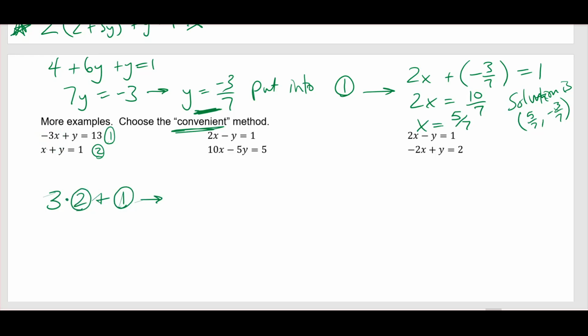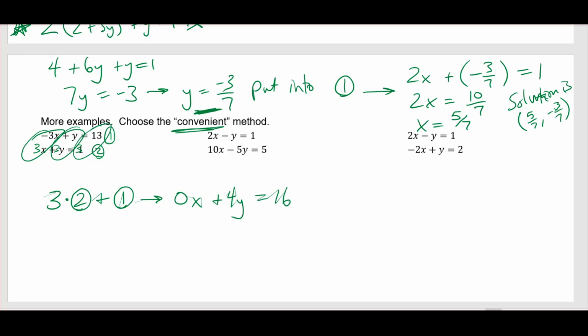So 3 times equation 2, I would have a 3 here, a 3 here, and a 3 here. And then we would add them all up. So we've got 0 x's. Adding up on those x's, we get 0. Add these guys now, we got 4y. And then we add these, we get 16.